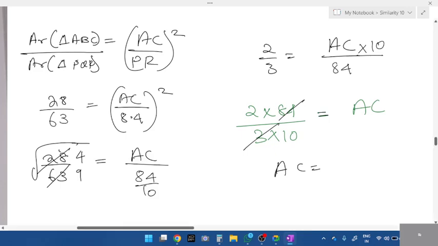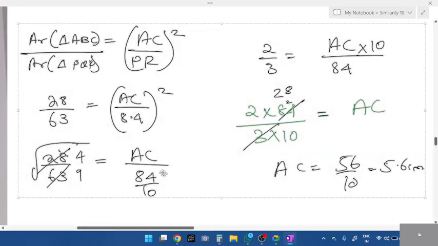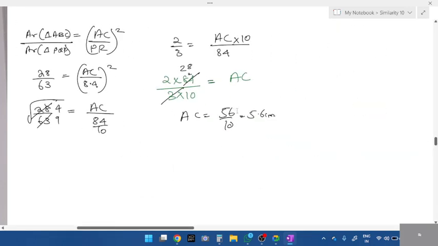5.6. Let me check. 3 ones are 3, 3 twos are 6. Yes, 56 divided by 10, 5.6 centimeters. So side, students, side will be in centimeters. AC is the side. And in both the questions we found the side. Completed. Find the third question. Try the third one.